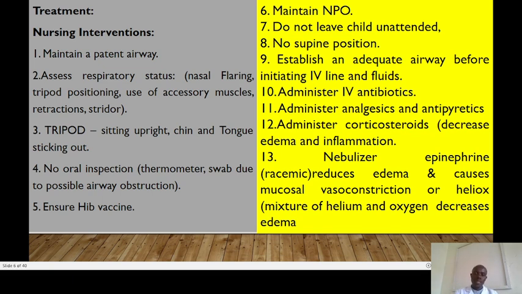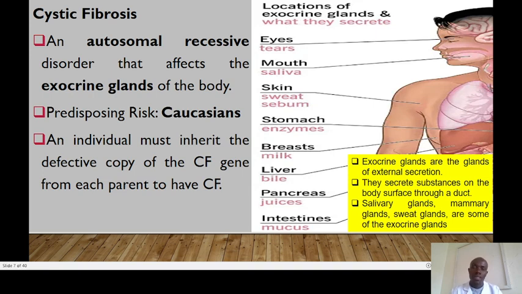Avoid supine positioning, and ensure an adequate airway before initiating IV fluids. Administer IV antibiotics, analgesics, antipyretics, and corticosteroids. Then you do the nebulizer with epinephrine, which will help reduce edema and cause mucosal vasoconstriction. Remember, heliox is a mixture of helium and oxygen, and it normally helps reduce edema.